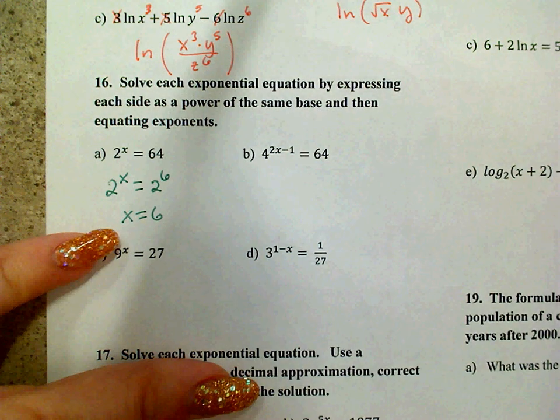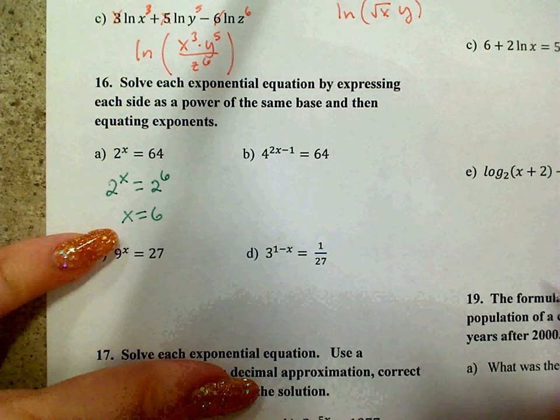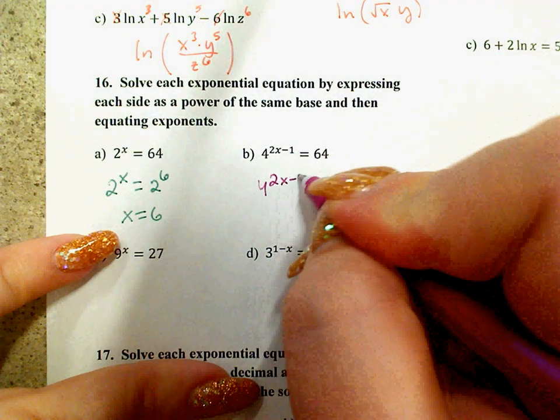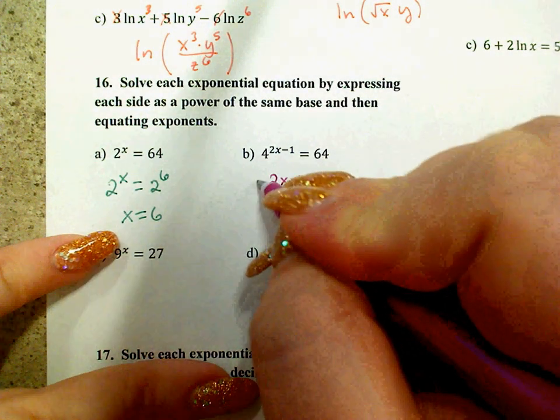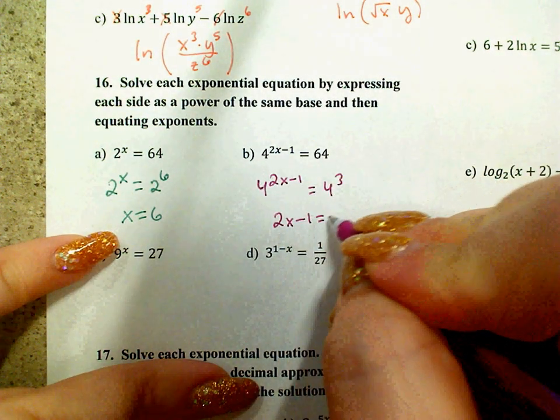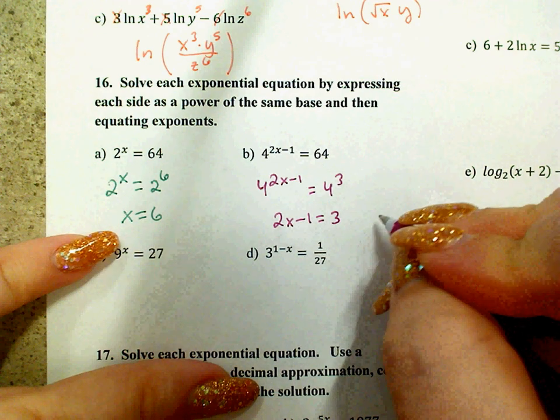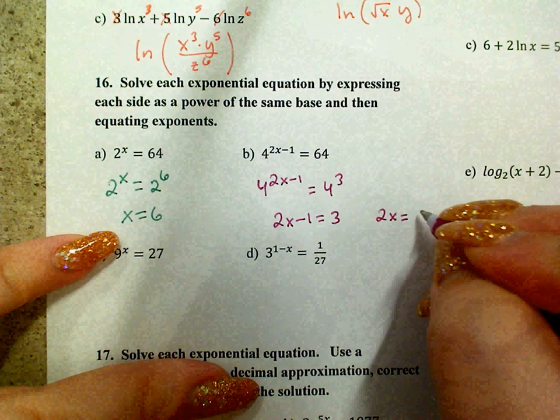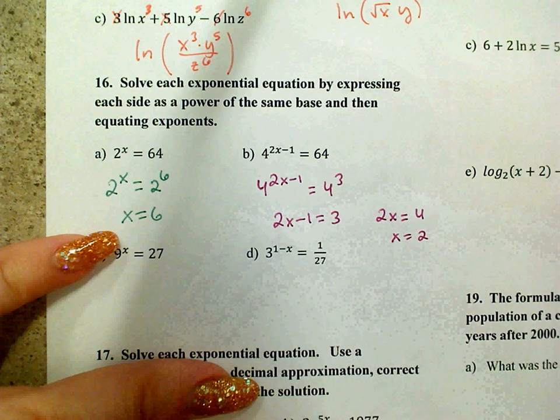For this one, 64 is 4 cubed, so I can just set 2x minus 1 equal to 3 and solve. So I'm going to add the 1 and then divide by 2, so x equals 2.